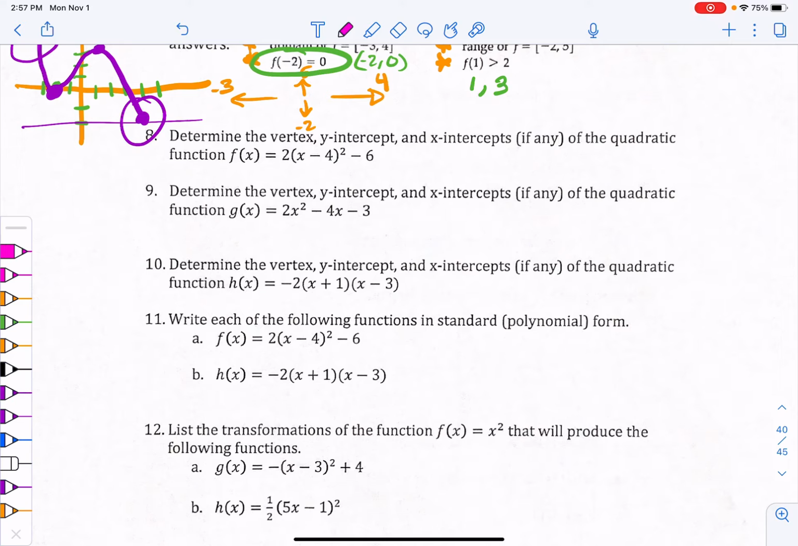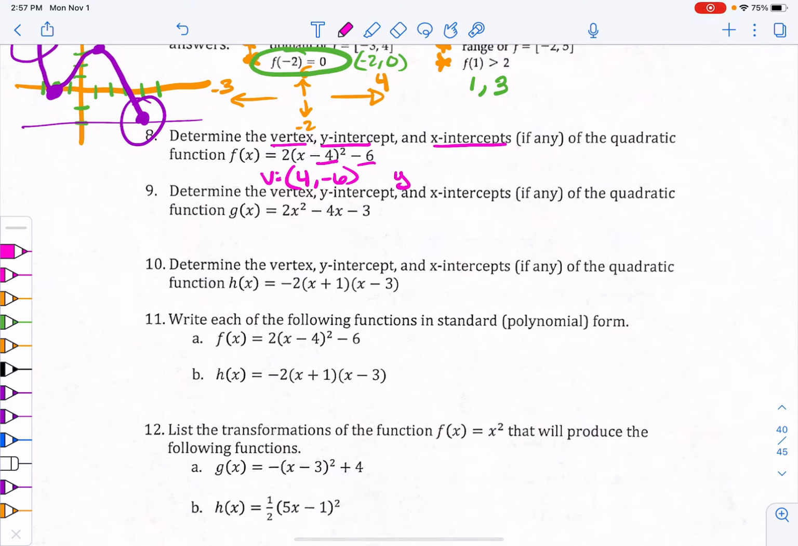So this is going to be helpful to look at that. Determine the vertex, y-intercept, and x-intercept of the quadratic functions. So 2(x minus 4) squared minus 6. The vertex, this is really easy to identify, is at (4, -6).